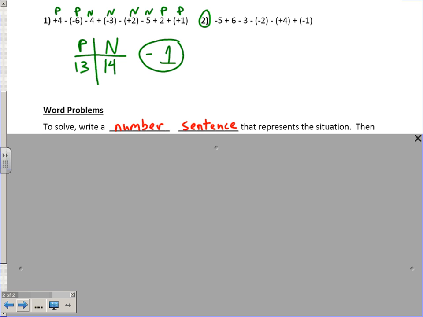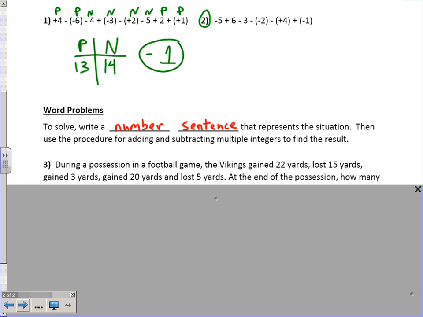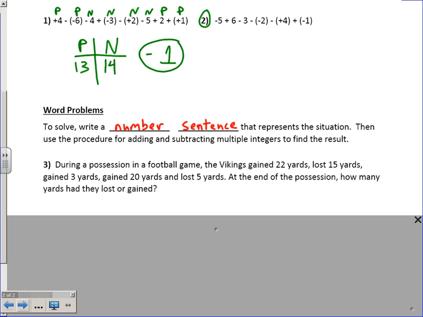Now we're going to deal with word problems. So if they give you a situation in which there's opposites, so somebody went up this many times, somebody went down the stairs this many times, that's the sort of situation where we're going to use our number sentence. Pretty much what 1 and 2 look like up here, you're going to write one of your own. Okay, so go ahead and pause it right here, and you're going to read 3 to yourself.